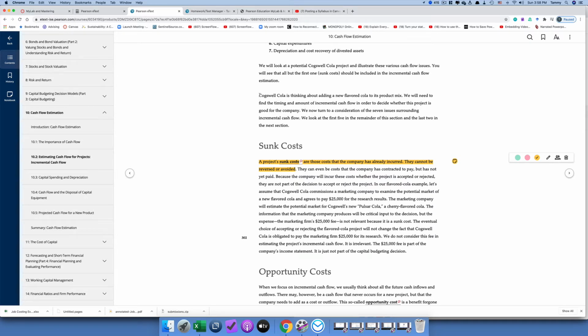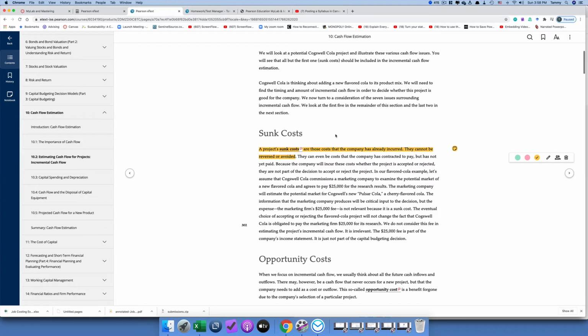we have an example here called Cogswell Cola. Cogswell Cola is thinking about adding a new flavored cola to its product mix. We want to find the timing and the amount of incremental cash flow in order to decide whether this project is good for the company. All right, so let's look at what some sunk costs might be associated with this cola.